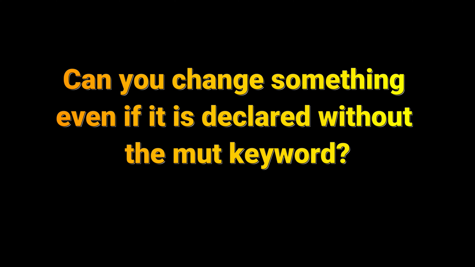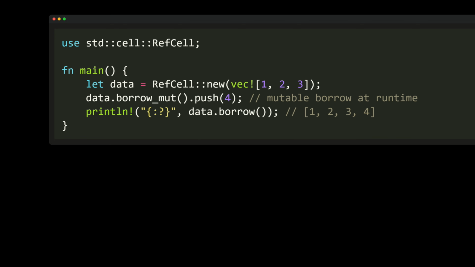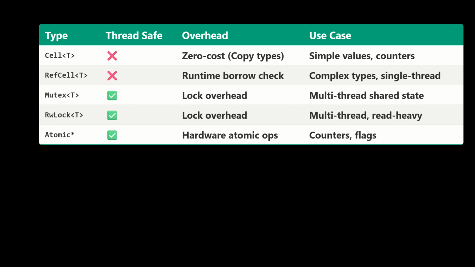Question: can you change something even if it is declared without the mut keyword? Yes, you can, using interior mutability. Rust has special types like Cell and RefCell that let you change values even when the variable itself is not marked as mutable. Cell works for simple types and lets you set and get values. RefCell is for more complex types and checks borrowing rules at runtime instead of compile time. This is useful in some situations, but you need to be careful because RefCell moves some error checking from compile time to runtime. If you break the rules, your program will panic.